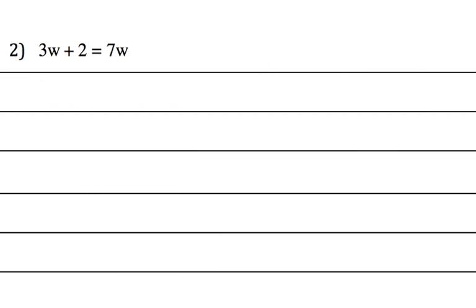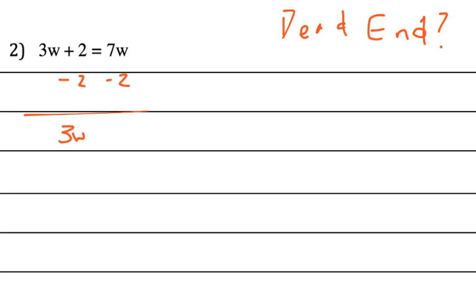So I'm going to call this a dead end, question mark. Because it's really not a dead end, it's just kind of a problem that stops people. Let's say somebody ended up doing -2 first. Well, the only thing that remains on the left is 3w, and that would be equal to 7w minus 2.